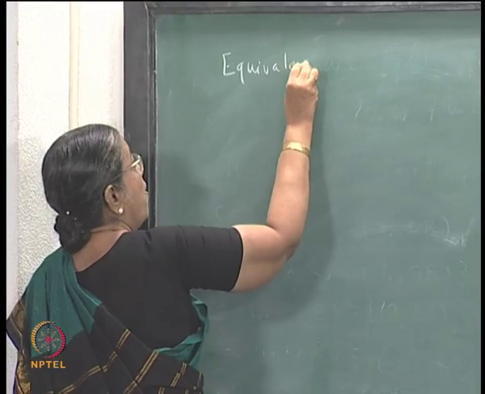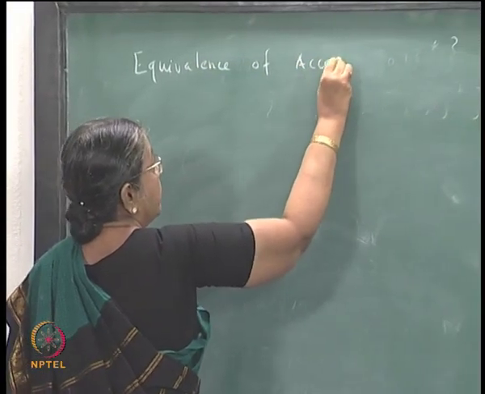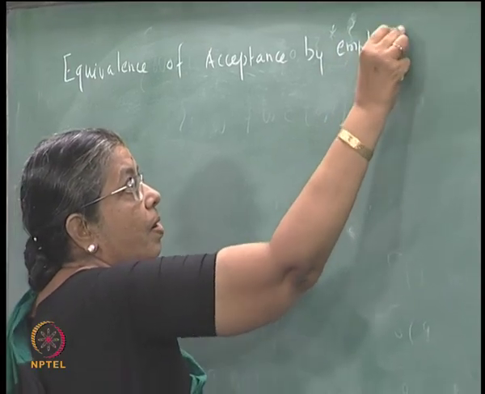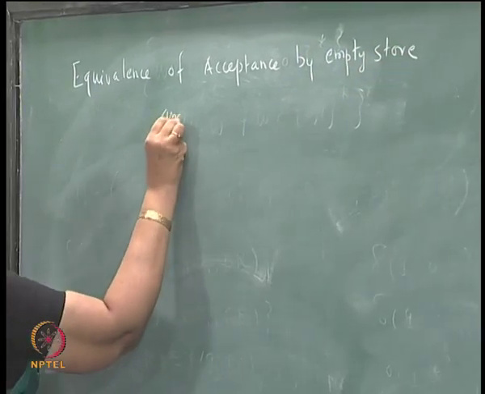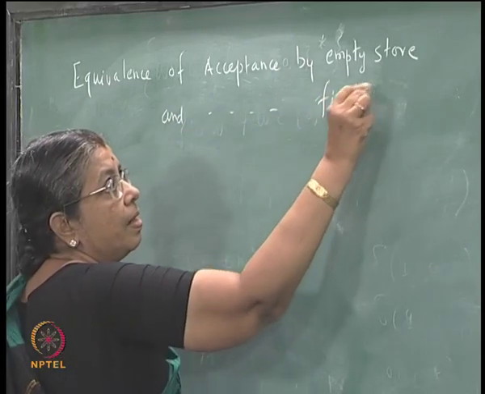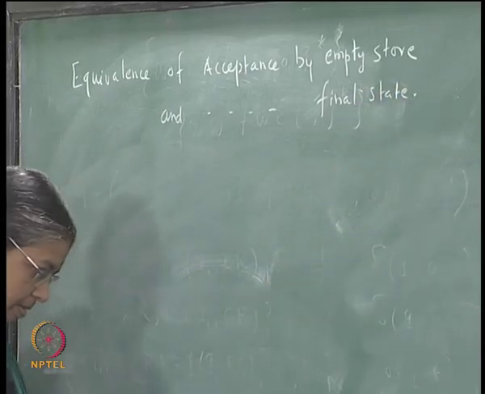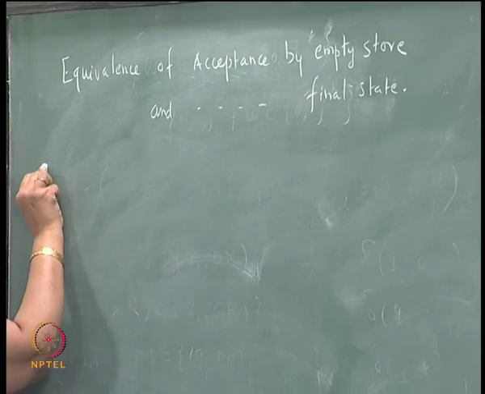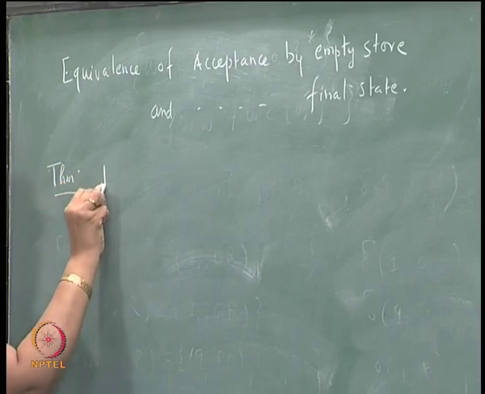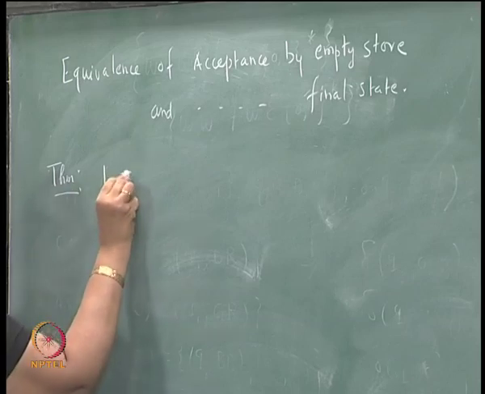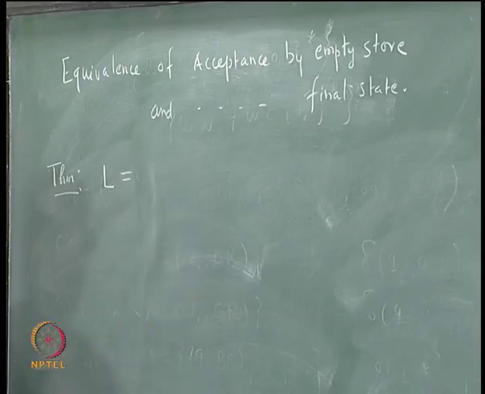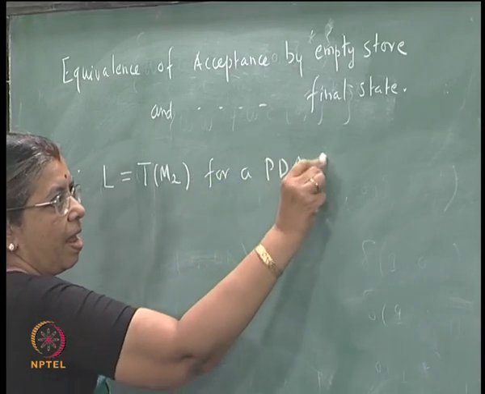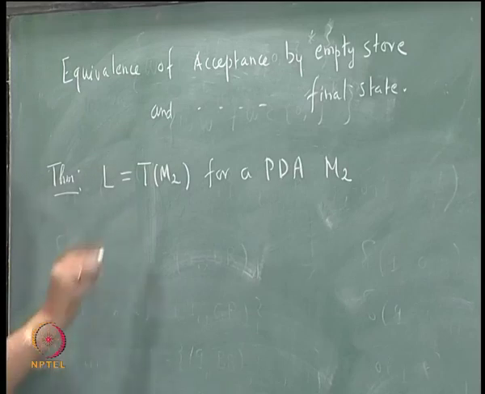Equivalence of acceptance by empty store and acceptance by final state. So we have a result. L is a context free language. L is equal to T of M2 for a PDA M2. T of M2 means acceptance by final state.